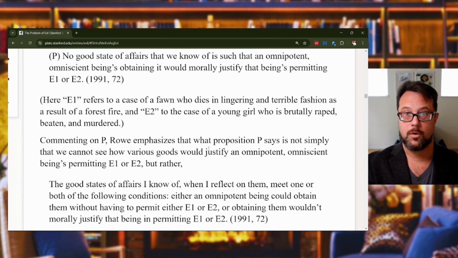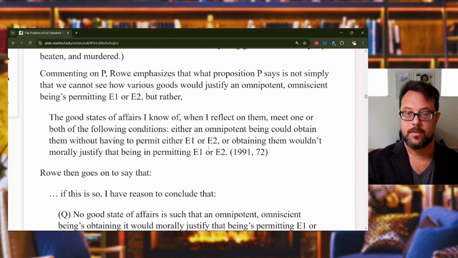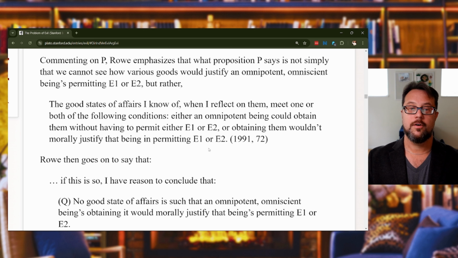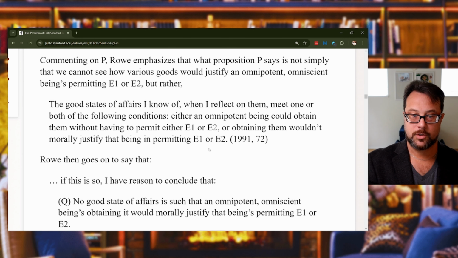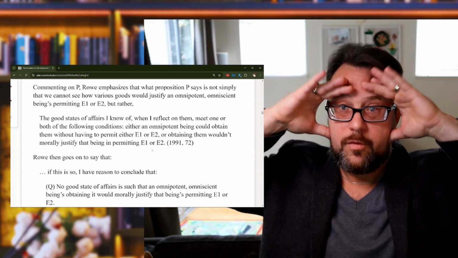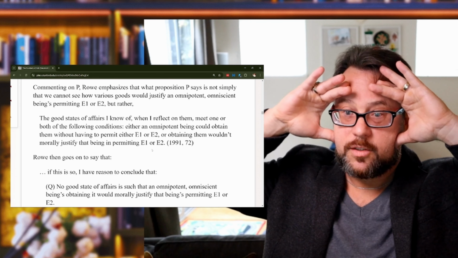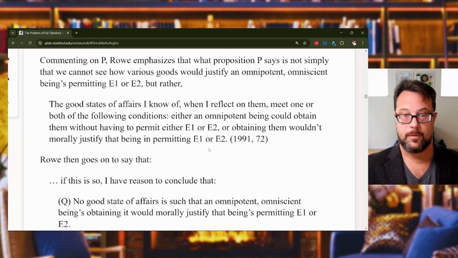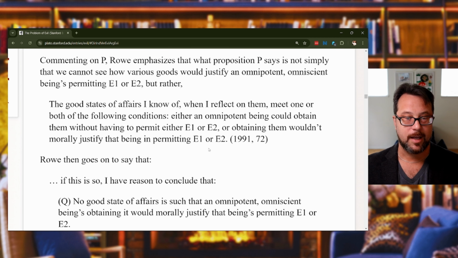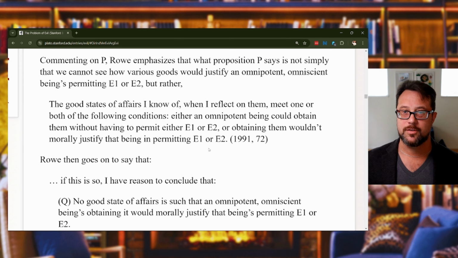So, commenting on P, Rowe emphasizes that what proposition P says is not simply that we cannot see how various goods would justify God permitting E1 and E2, but rather the good states of affairs I know of. So he's not saying I can't imagine states of affairs that would allow God to justifiably permit these evils. It's saying the good states of affairs that I know of. The good of trying to find a cure for cancer: does it allow all these kids to suffer cancer and die early and not have fullness of life on earth? Wow. That they meet one or both of these conditions, the goods I know of.